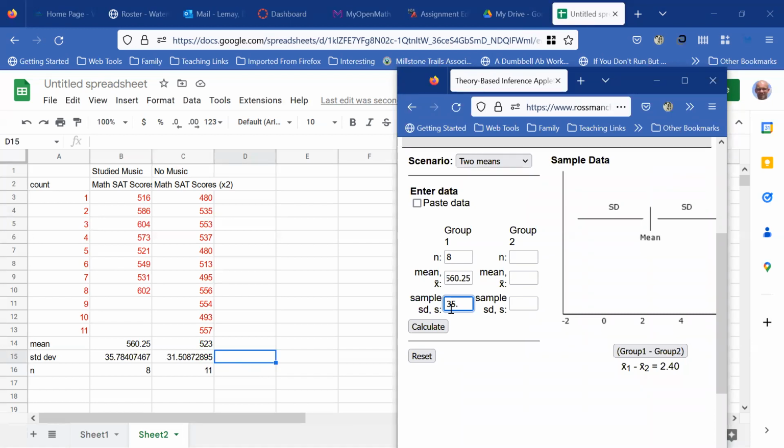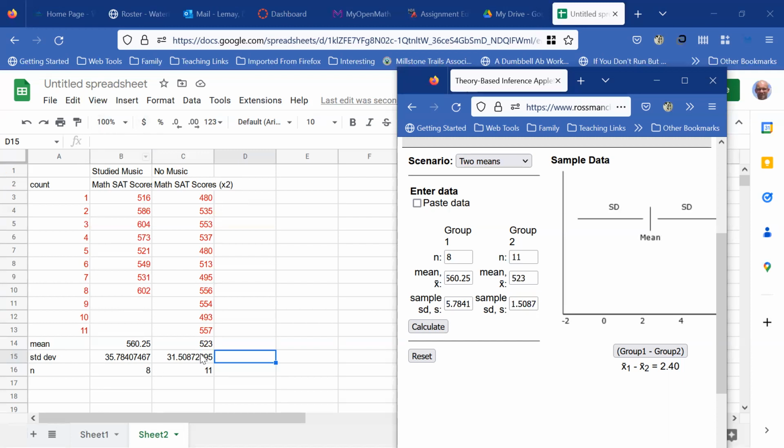I'm trying to keep my WebAssign happy, so that always means more decimal places. 41, I'll go with that. And then there's 11 people that did not study music, and their average SAT score is 523. And that standard deviation is 31.5087, I'll go with that.